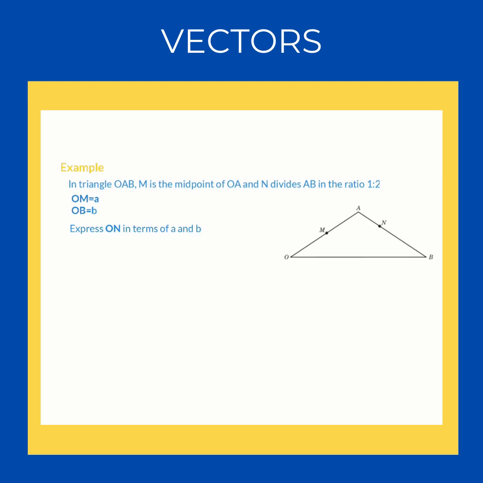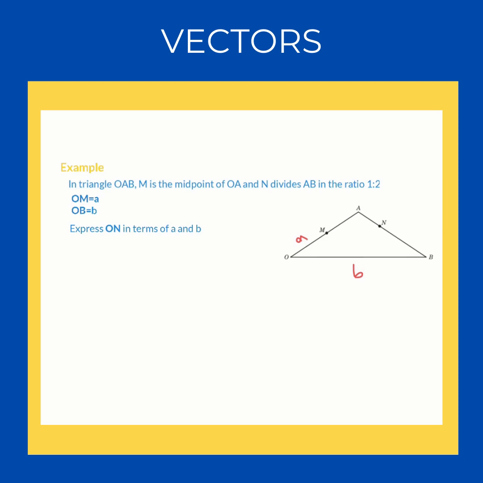In this example, I'm given a triangle OAB. M is the midpoint of OA, and N, this point N, divides AB in the ratio of 1 to 2. So the ratio of AN to NB is 1 to 2. OM is a, and OB is b. Now I have to express ON in terms of a and b.